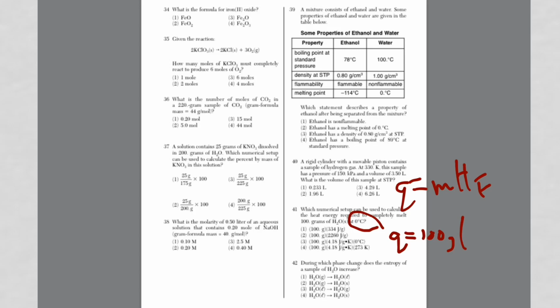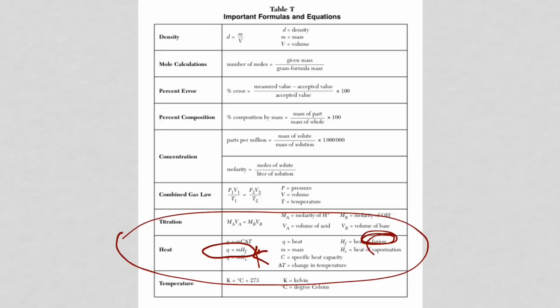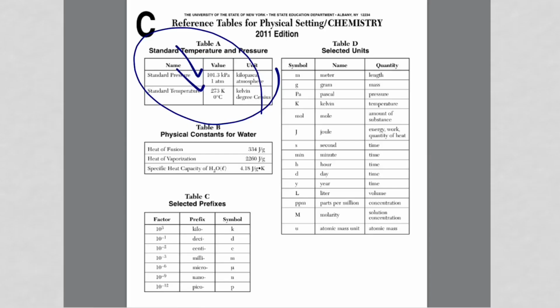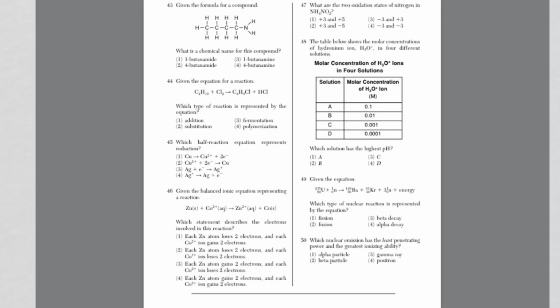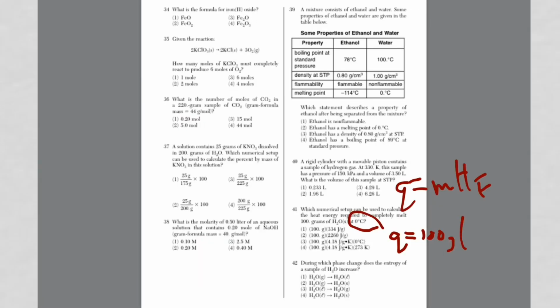And then heat of fusion for water, don't guess. Go to reference table B. Let's find it. And here it is. Heat of fusion, 334 joules per gram. Sorry for the flipping back and forth here, but you should be doing this too. So 334 joules per gram. This is my setup. It matches choice 1.